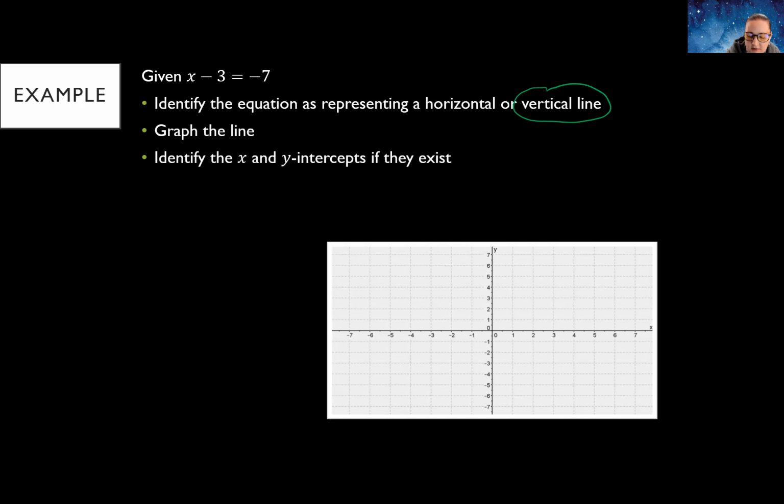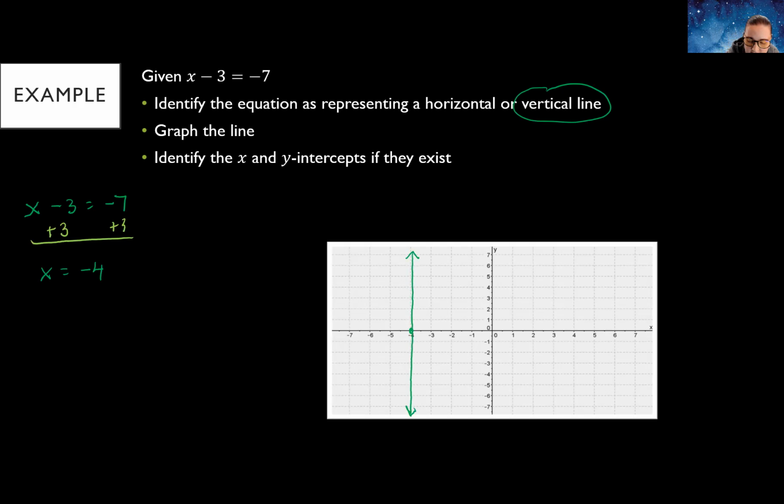So just like the other example, we have to solve for x in order to graph this. So we've got x minus 3 equals -7. So you add 3 to both sides, and you get x is equal to -4. So I'm going to go to -4 on the x. I should have picked different numbers since I seem to be graphing the same numbers over and over again. But it's going to be a vertical line through x equals -4.